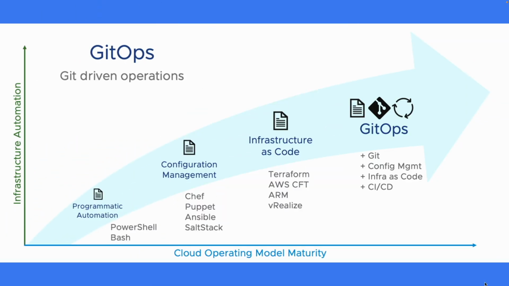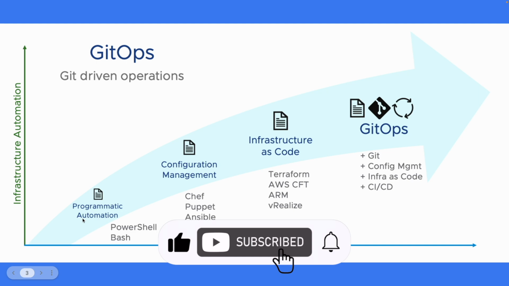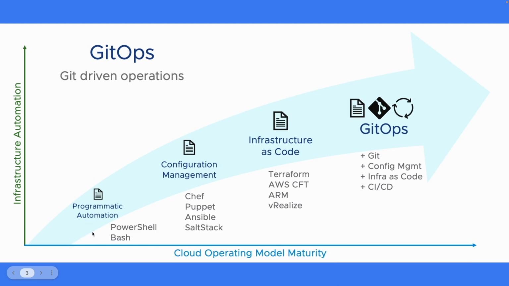Let's understand it better with this image. This image shows the chronology. In the early days we used to automate things via scripting, like bash script or PowerShell. Then came an era of configuration management tools like Chef, Puppet and Ansible. Then we evolved more and infrastructure as code came into the picture, which gave us tools like Terraform, AWS CloudFormation, Azure Resource Manager. And now it's the time for GitOps, which says we should put everything like CI/CD, infra as code, config management, everything in Git.